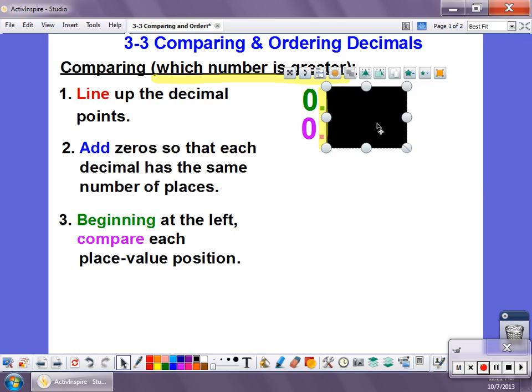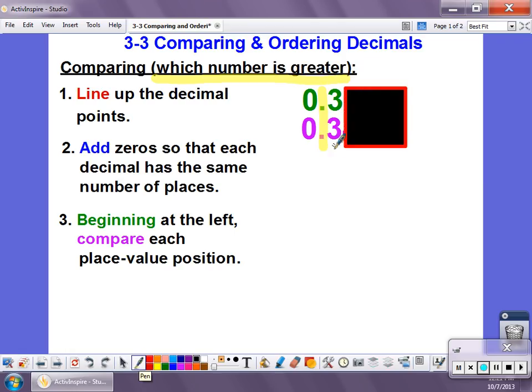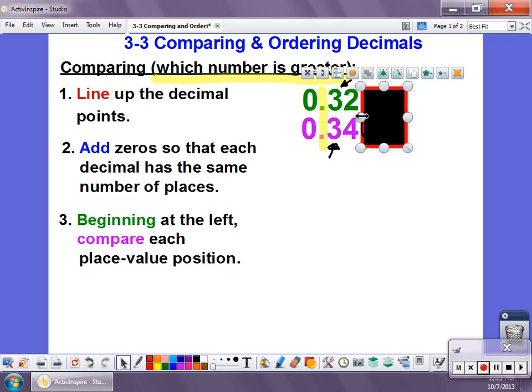The first thing I'm going to do is cover these numbers up and just compare place value position at a time. If I look at this first place value position, they're exactly the same. They both have zeros. So I'm going to look at their second place value position, the tenths spot. Both of these numbers have 3 in the tenths space. This has 3 tenths and this has 3 tenths. Since they're the same, it doesn't help me determine which number is greater and which number is less than. So I'm going to look at my next set of place values.